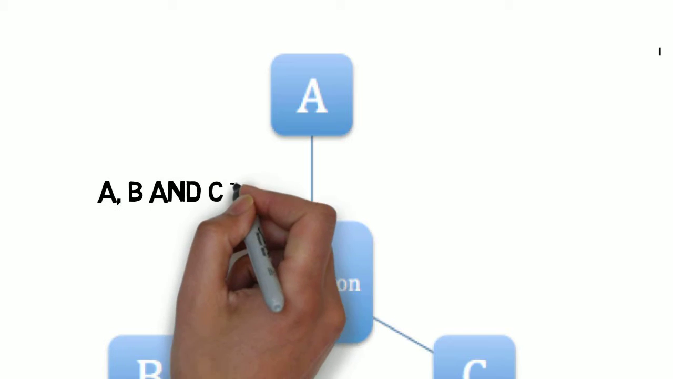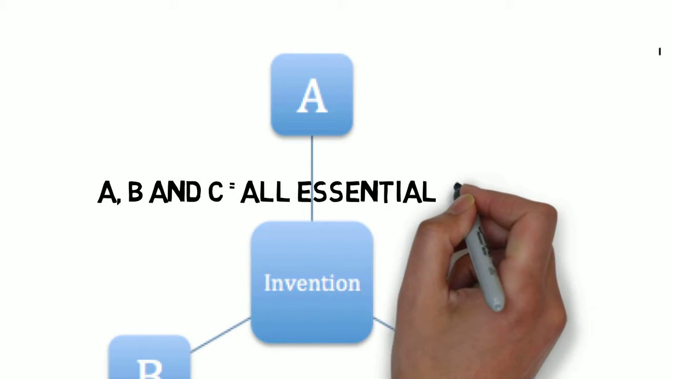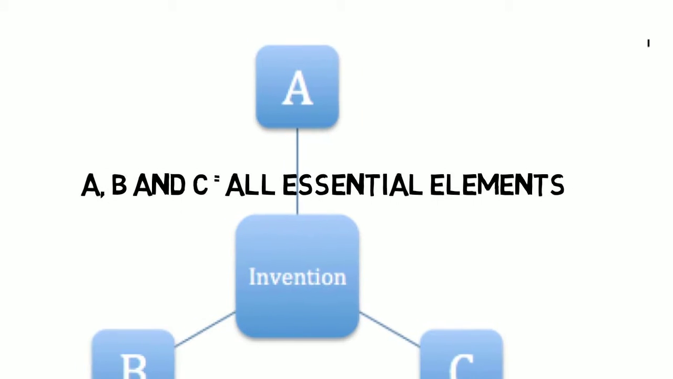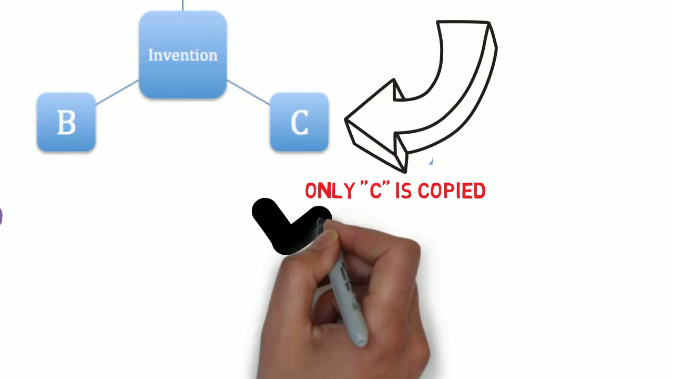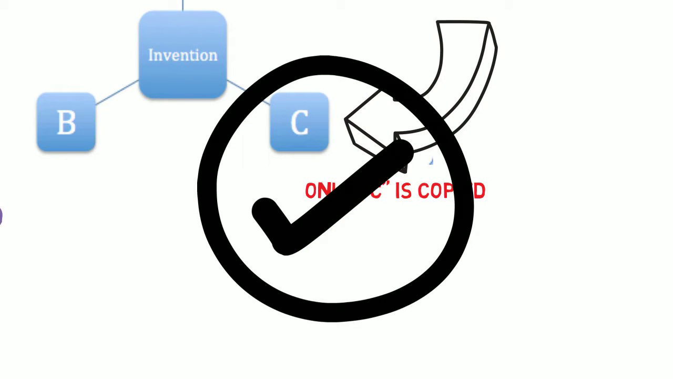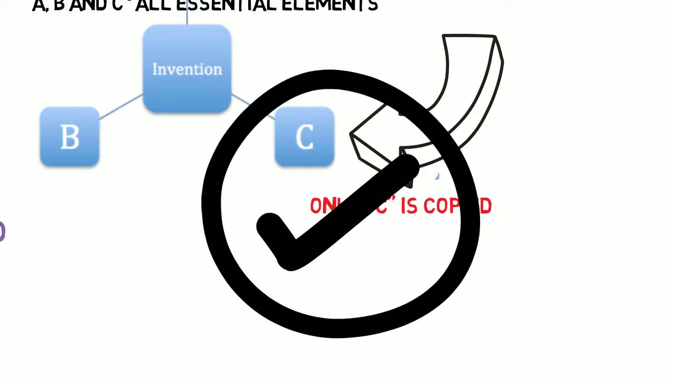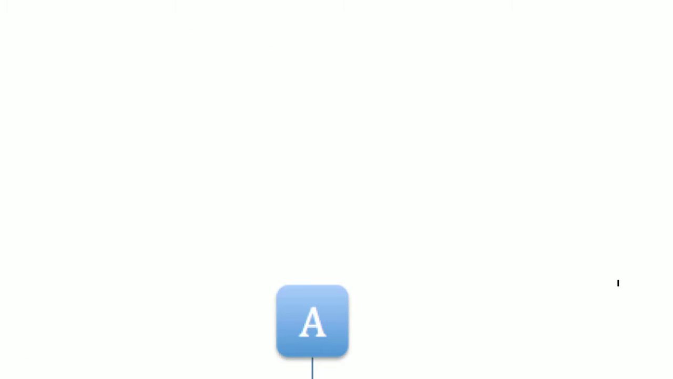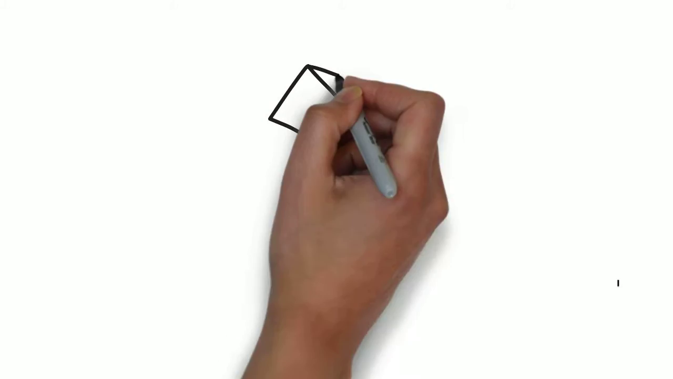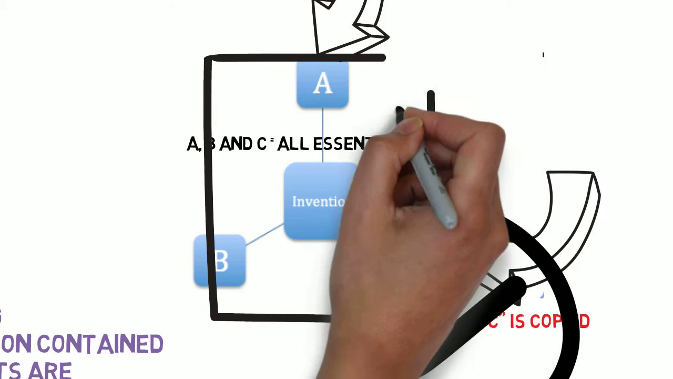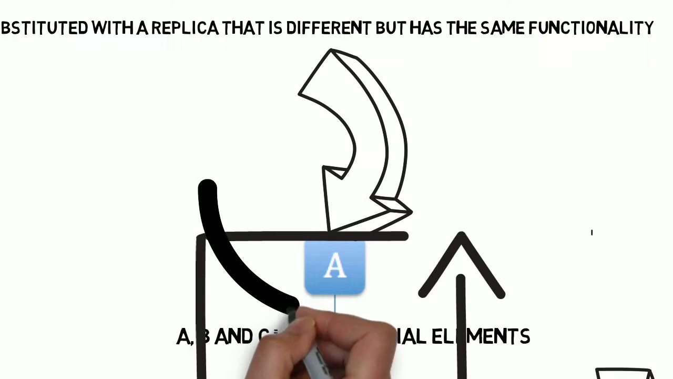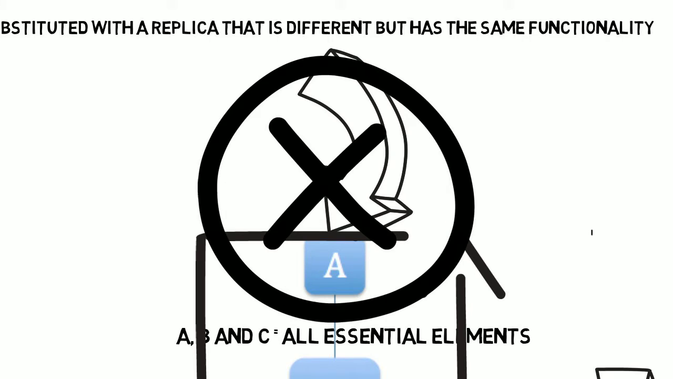So here we have a diagram that shows A, B, and C as the essential elements stated in the patent specification. If C is the only element copied in a different invention and coupled with other variants, then there will be no infringement. However, in a different scenario, if A is substituted with a replica that is different but has the same functionality and is coupled with apparatuses B and C, then that will indeed be an infringement.